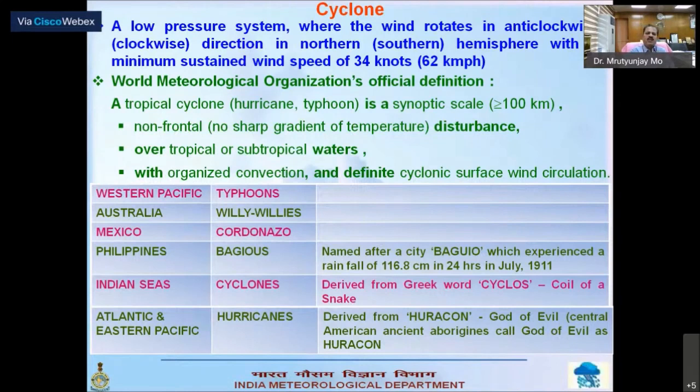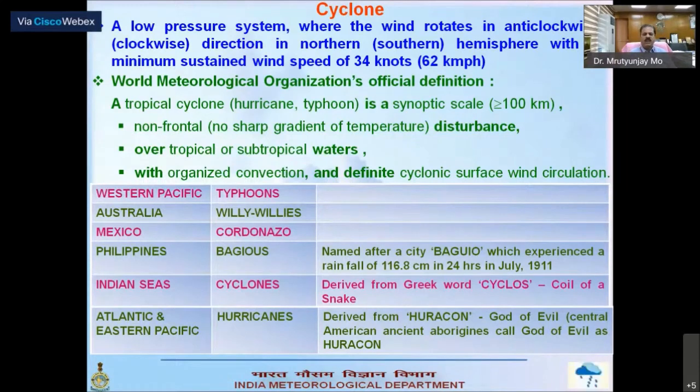These tropical cyclones are non-frontal systems. They develop over the tropical water. When I say tropical water, as per our geography, from the equator to 23.5 degrees north and south is called the tropical region. Generally, these cyclones develop within these tropical belts and over the tropical water, because formation of a cyclone depends upon the amount of moisture available and the amount of energy available from the sea. And in a tropical cyclone, the cloud developed because of the convective process in the atmosphere is a highly organized cloud. There is a definite cyclonic surface wind circulation.